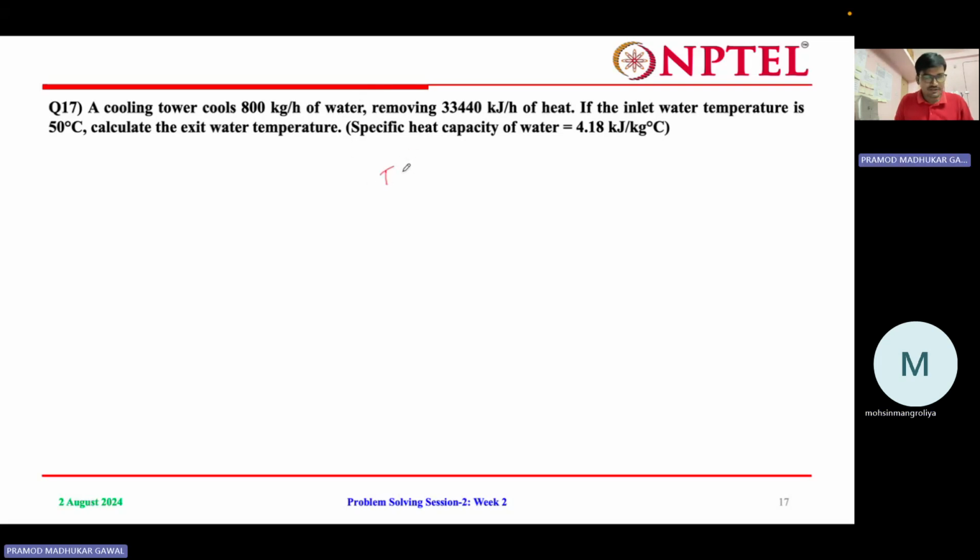Okay, so the exit temperature is 40 degrees Celsius, right? Yes.